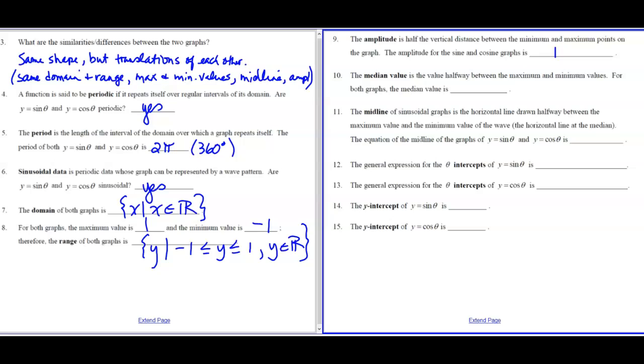Median value is the value halfway between the max and min. That's that line that cuts the mountains from the valleys, the value of it. So in these graphs, it's 0, because that is the x-axis, so y equals 0. Right? That's your median value. And the midline is the actual line that you graphed it. Okay, so the equation of the midline is y equals 0.